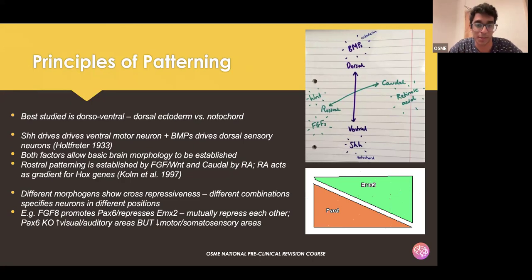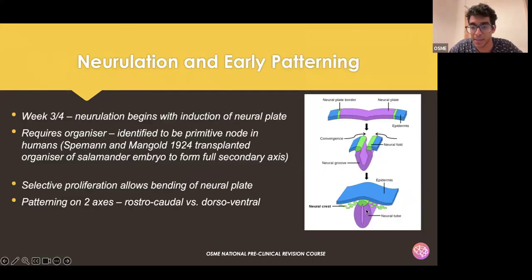I know we're not really talking about the spinal cord, but basically a similar kind of process is also happening at the level of the brain that allows the basic brain morphology and structures to be established. On the rostrocaudal side, one end is going to be rostral and the other side is going to be caudal.